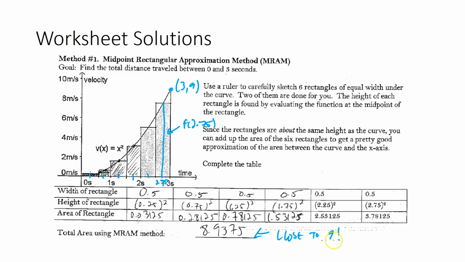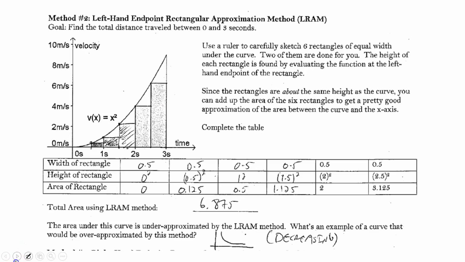Okay, so it's very close to the value of 9. So maybe 9 is the exact area. I don't know. But it's not going to be perfect because the overlap and the missing parts don't perfectly line up, right? So it's not going to be quite perfect.